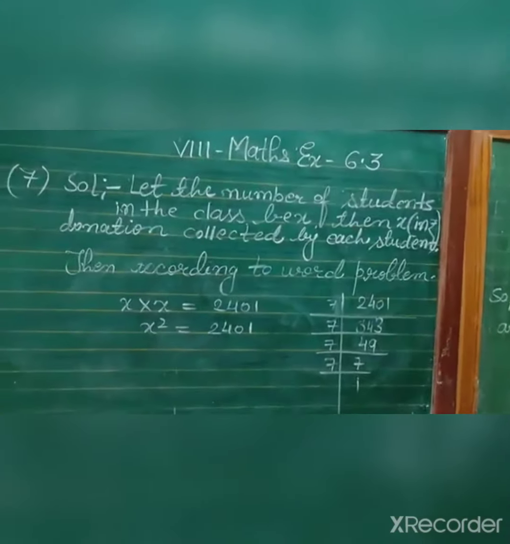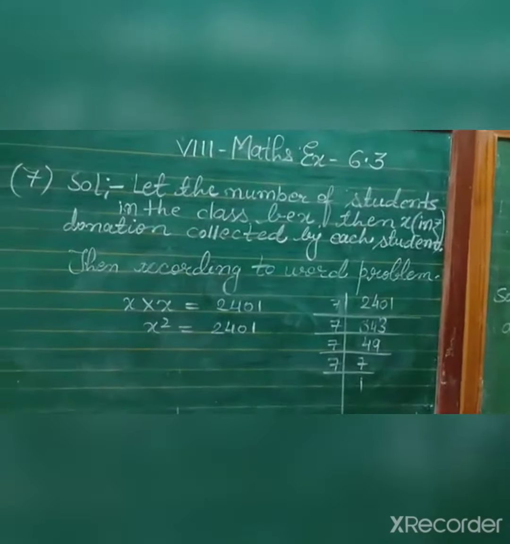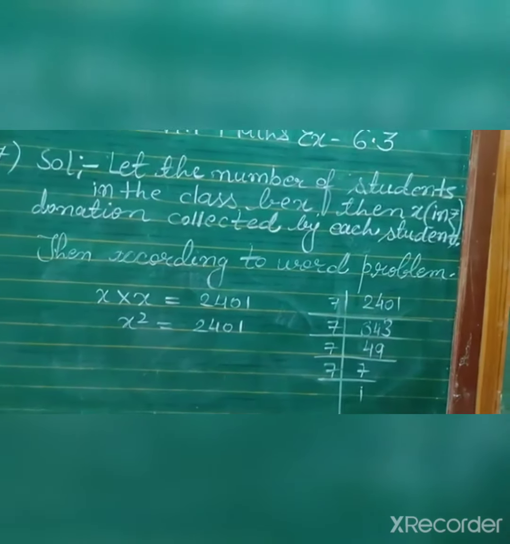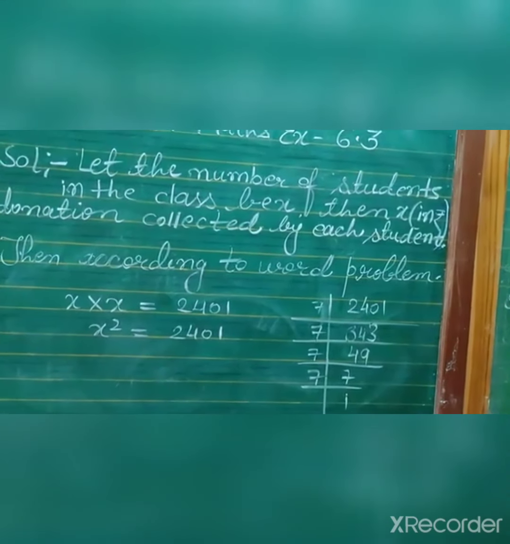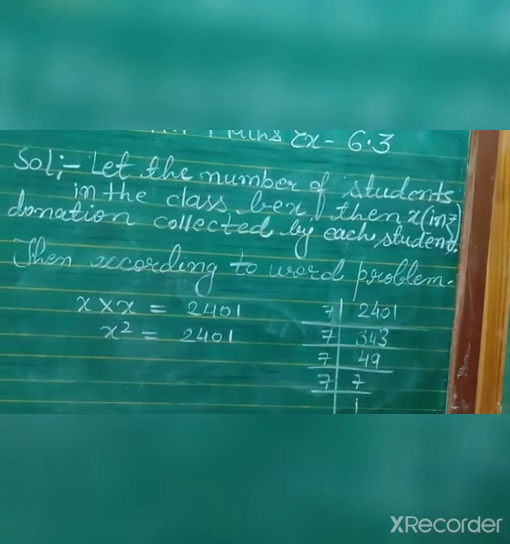So let us start. Let the number of students in the class be X. So the donation by each student is rupees X. See here, suppose that in our class 40 students are there and each child is paying 40 rupees, as many as the students in the class. So 40 into 40 is the total amount we got as donation. Each child is paying 40 rupees, so 40 children will pay 40 into 40 rupees.